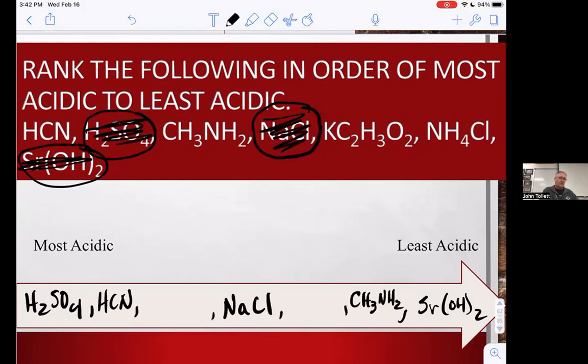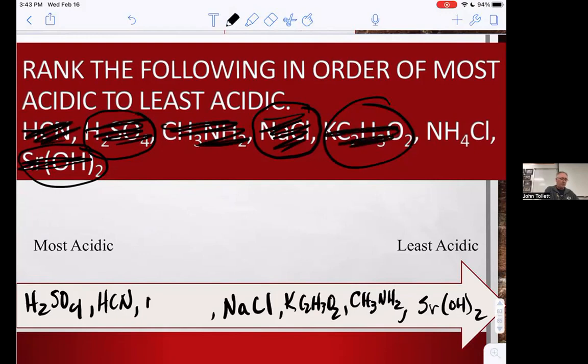And our other salts were potassium acetate, which is a basic salt, KC2H3O2. And then the last one would be the ammonium chloride, which would be your acidic salt. And that's how you would order them.